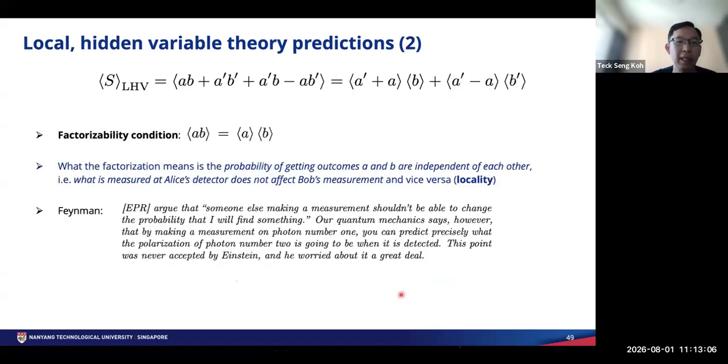How about locality? Well, we wrote this out and then we factorized it. The factorizability condition, where the average of A times B is factorized into the average of A times the average of B, implies that the probability of getting the outcomes A and B are independent of each other. What is measured at Alice's detector does not affect Bob's measurement and vice versa. Okay, because they are space-like separated, they are then independent because nothing happens instantaneously. EPR argue that someone else making a measurement shouldn't be able to change the probability that I will find something if you are Bob.